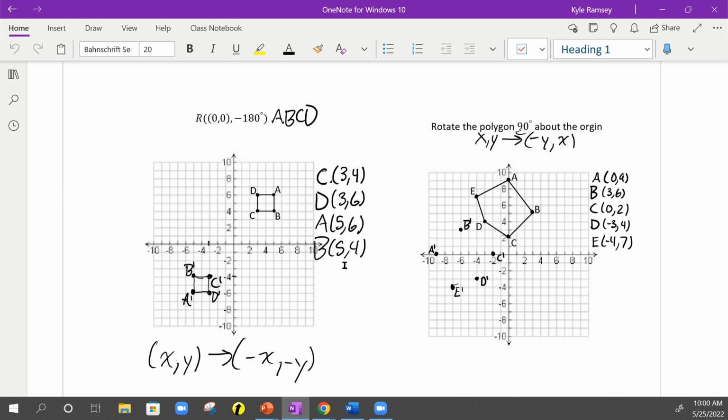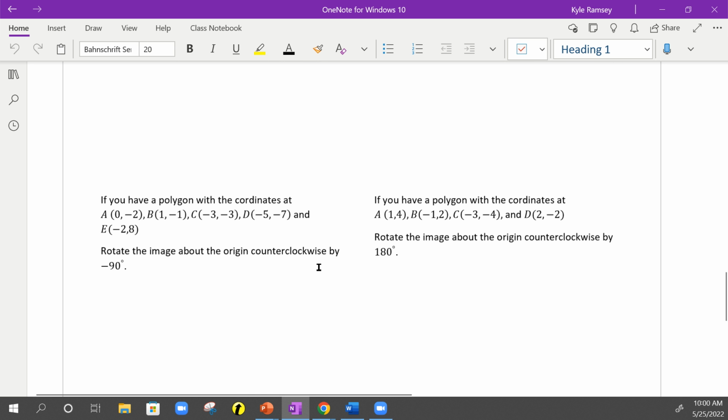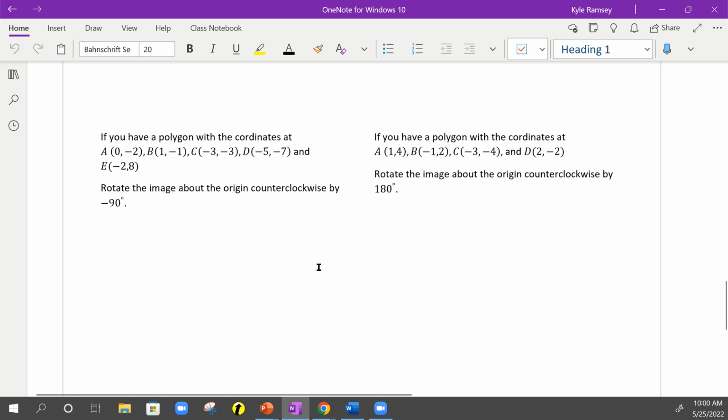And then we just play the game, connect the dots, like the old connect the dot game. And then you're done with that one. Okay, so we're going to have a look at these last two, and then you know what you have to do for the rest of the period.